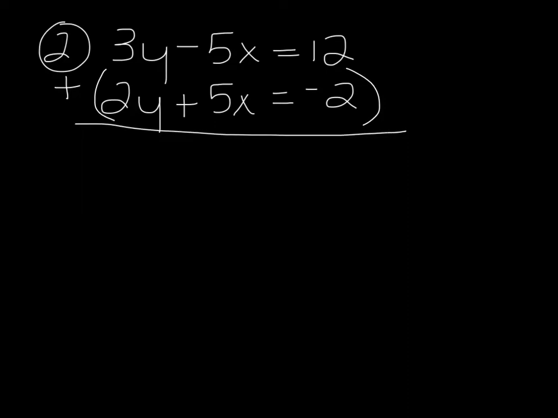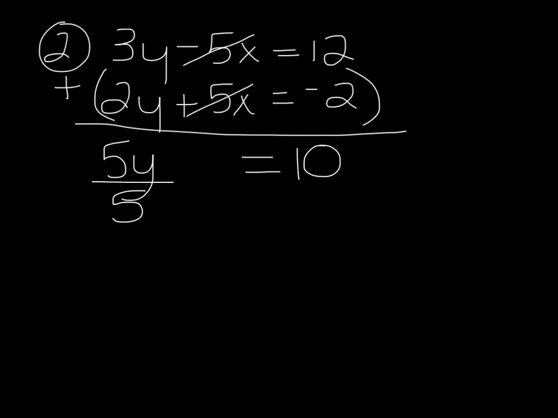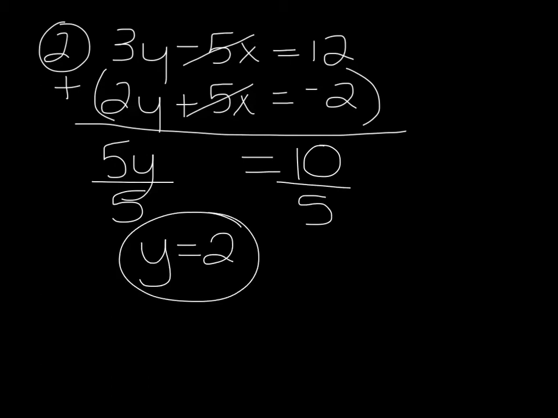So 3y plus 2y gives me 5y. Negative 5x plus 5x cancels out, so we're just going to cross those off. We don't need them anymore. And then equals 12 plus negative 2, which equals 10. Now we have a one-step equation. Divide by 5, so y is equal to 2.